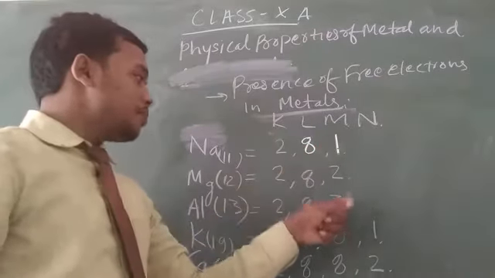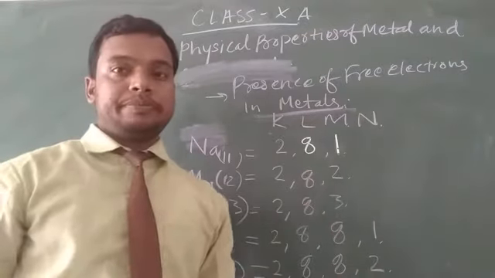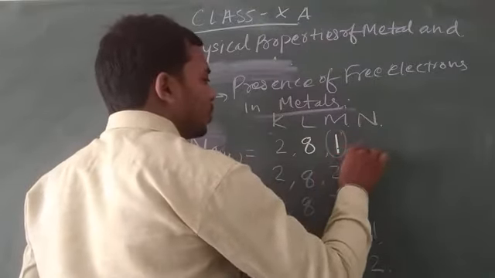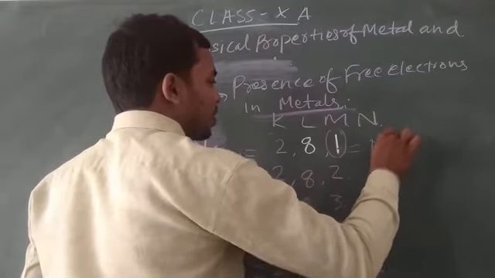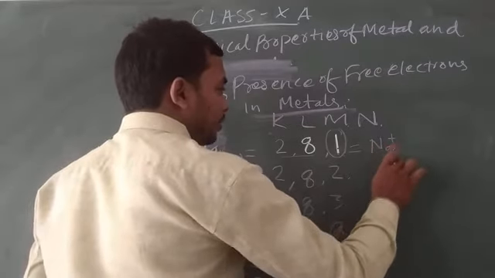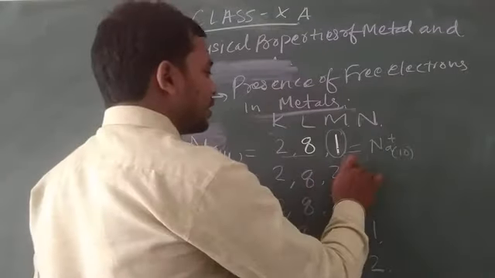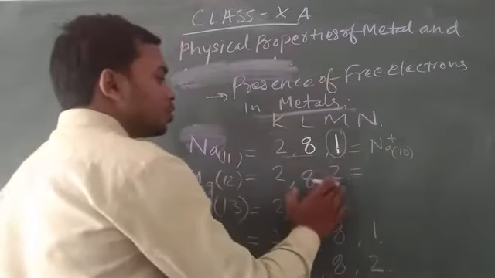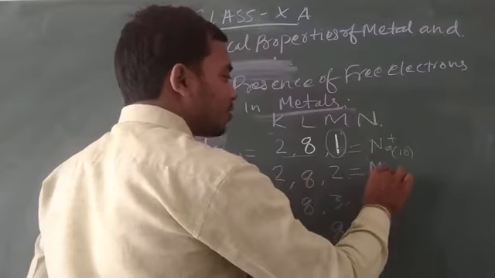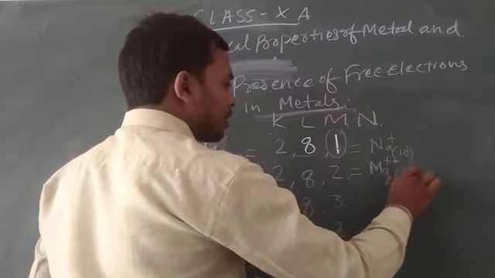In some metals the M shell is the outer shell. In some metals the N shell is the outer shell. Now, sodium loses one electron and carries a 1 plus charge, and the number of electrons reduces to 10. Magnesium loses its 2 outermost electrons and carries a 2 plus charge, and the remaining electrons are 10.